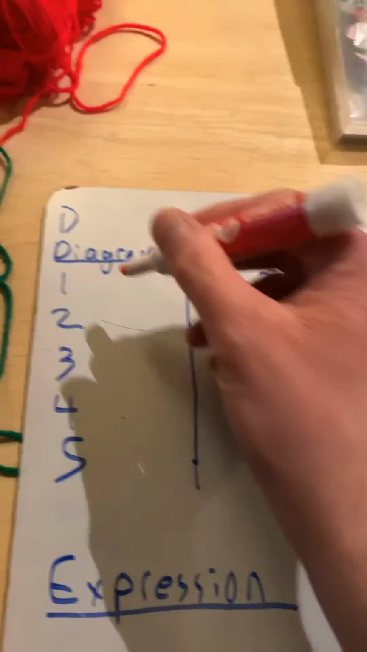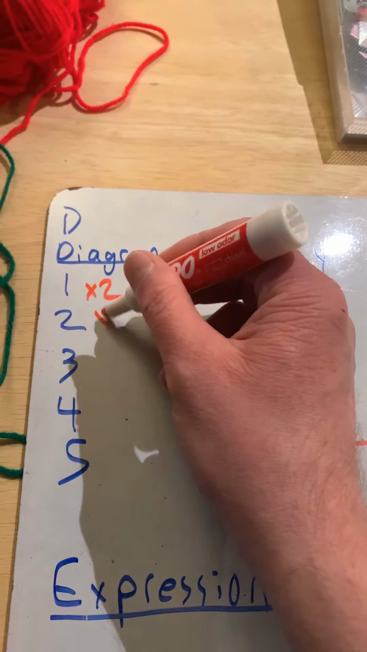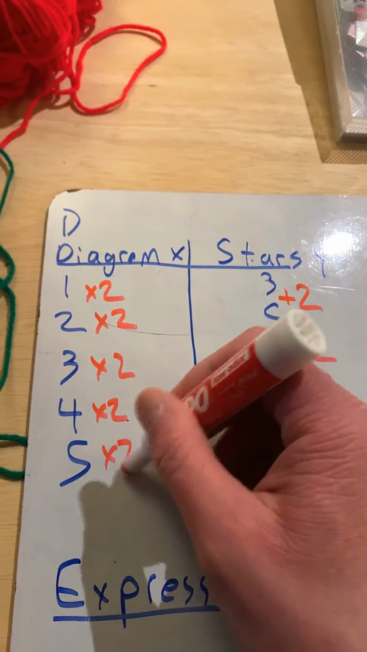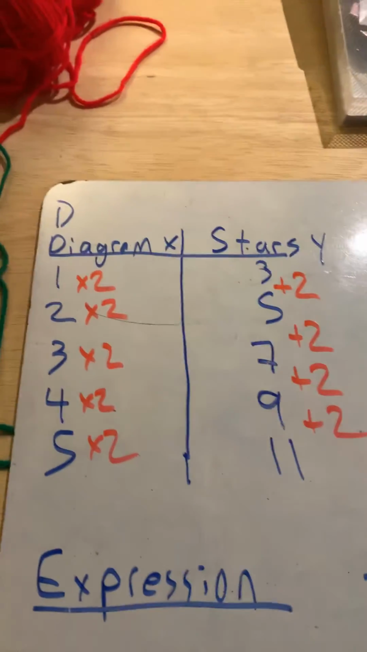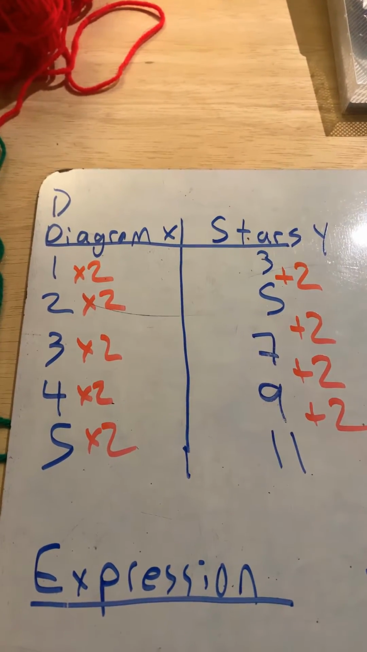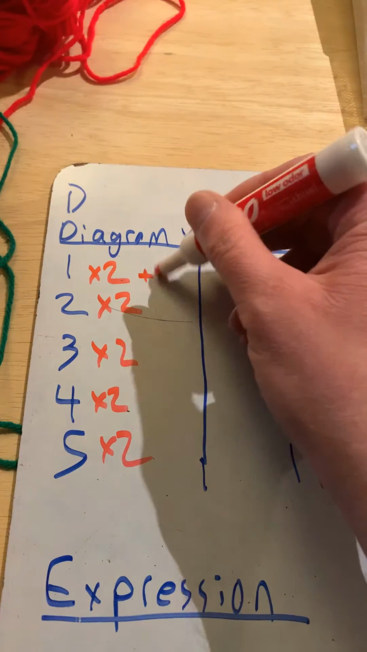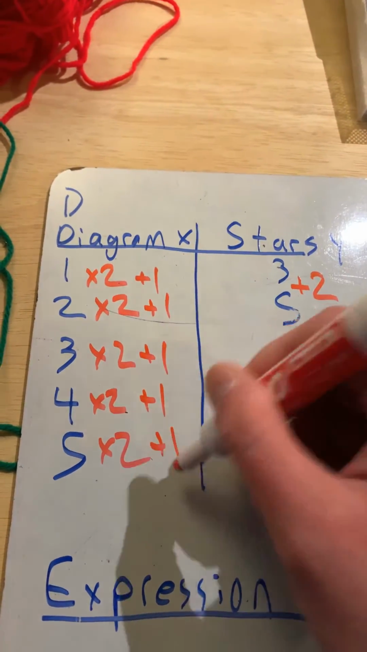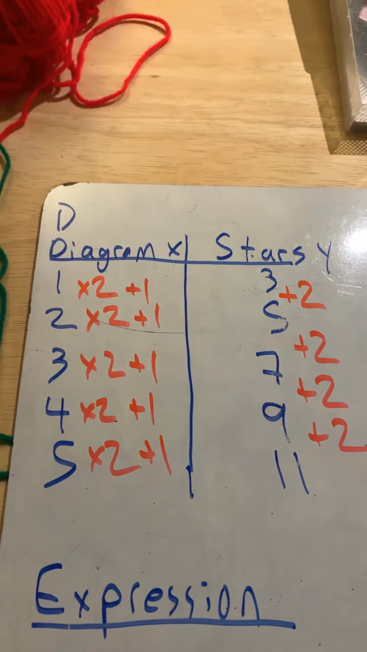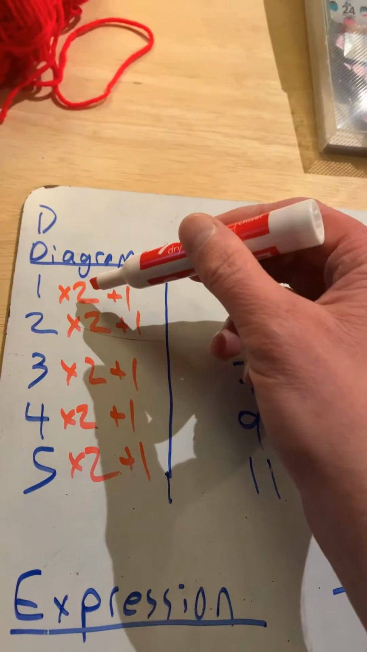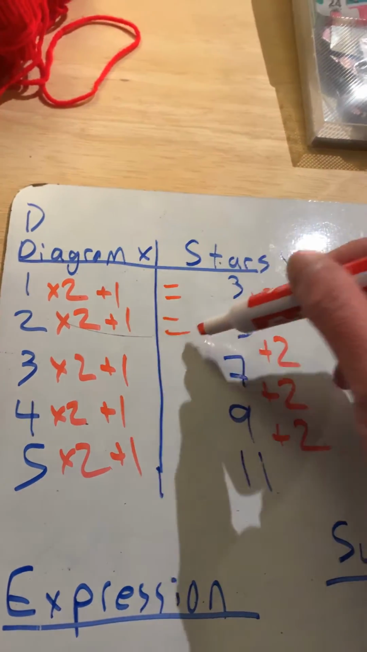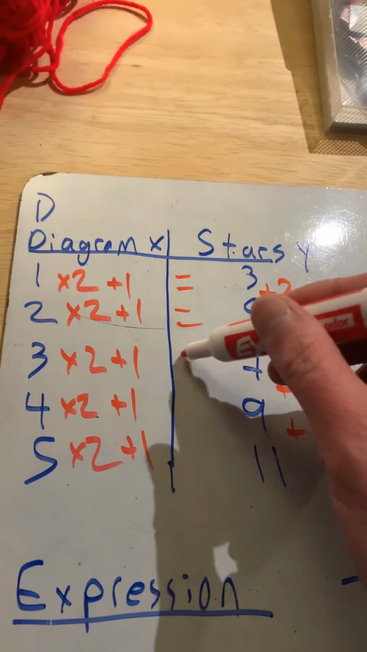So that tells us we're going to start off timesing by 2, times by 2, times by 2. That will always be the beginning of the algebra equation. But that's not going to be good enough. To get the diagram to equal the stars, you're going to have to add 1, add 1, add 1, add 1, add 1. And with the algebra, it'll work every time. 1 times 2 is 2 plus 1 equals 3. 2 times 2 is 4 plus 1 equals 5. They work all the way down.